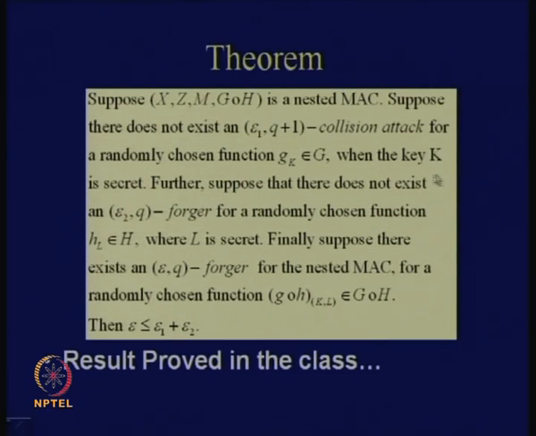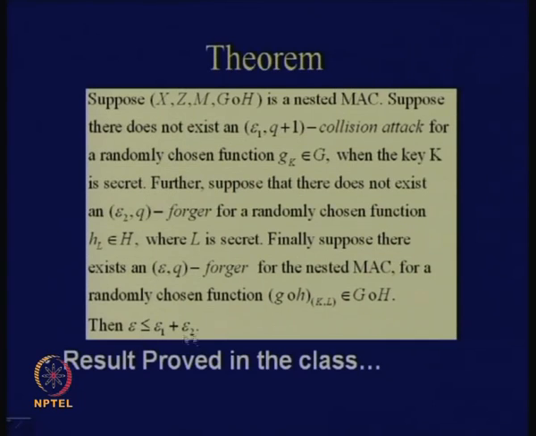When the key k is secret, suppose that there does not exist an epsilon 2, q forger for a randomly chosen function h_L which belongs to h, where L is a secret. Finally, suppose that there exists an epsilon, q forger for the nested MAC, for a randomly chosen composed function. Then epsilon is less than or equal to epsilon 1 plus epsilon 2. So if you can give guarantees for epsilon 1 and epsilon 2, then you can give an upper bound for epsilon.